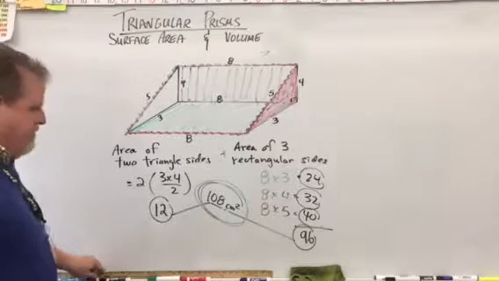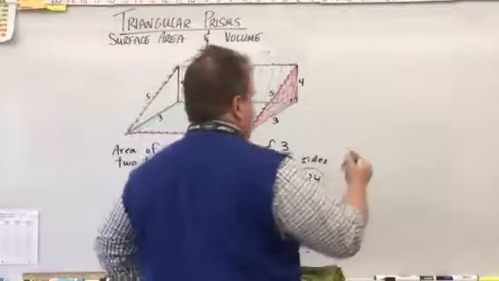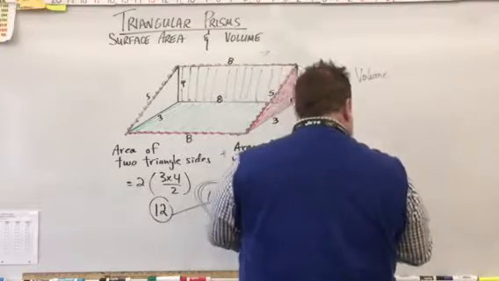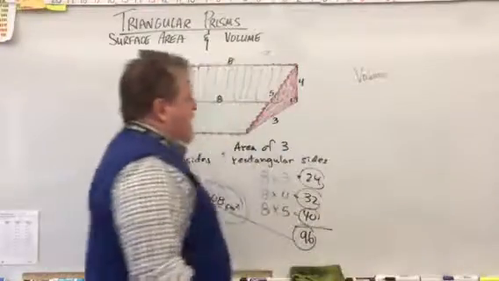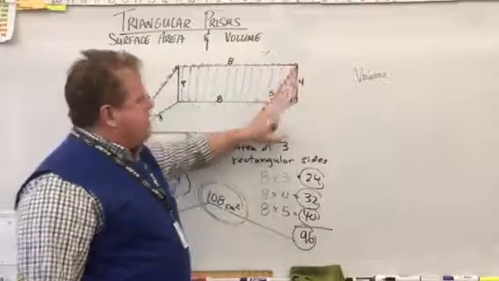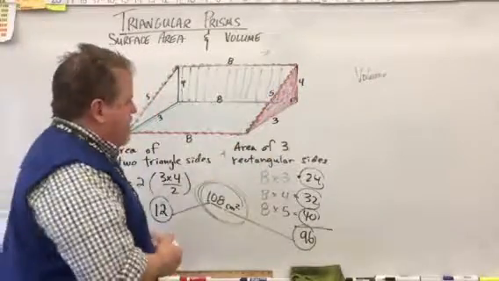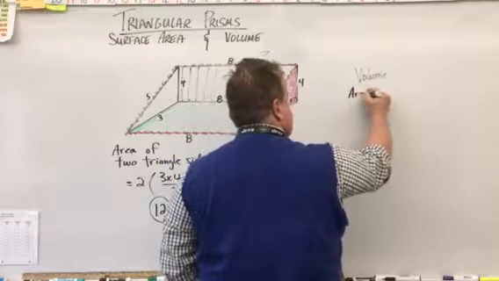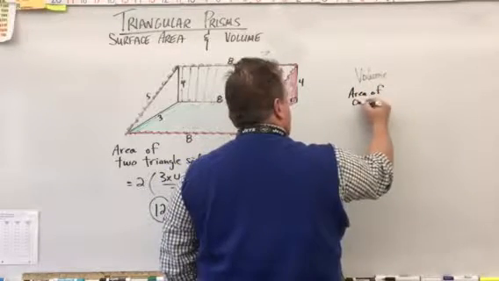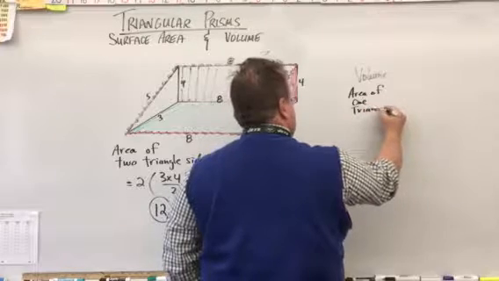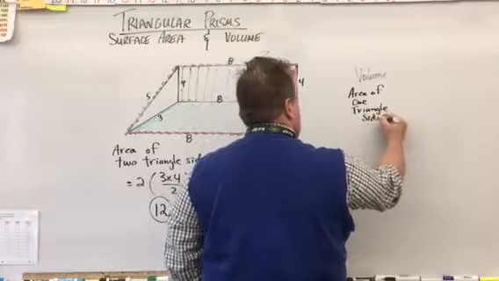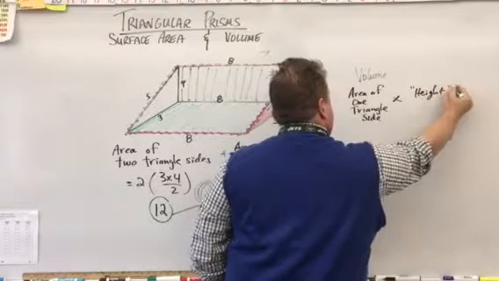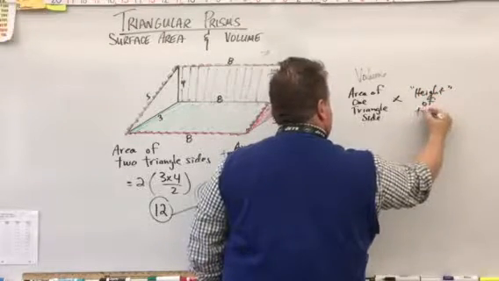Now to find the volume, a little bit different. For the volume, we need to know the area of one of the sides, which is this highlighted side here in red. And I'm going to write down the calculation. So that's the area of one triangle side. And we're going to multiply that by the height or length of the triangular prism.